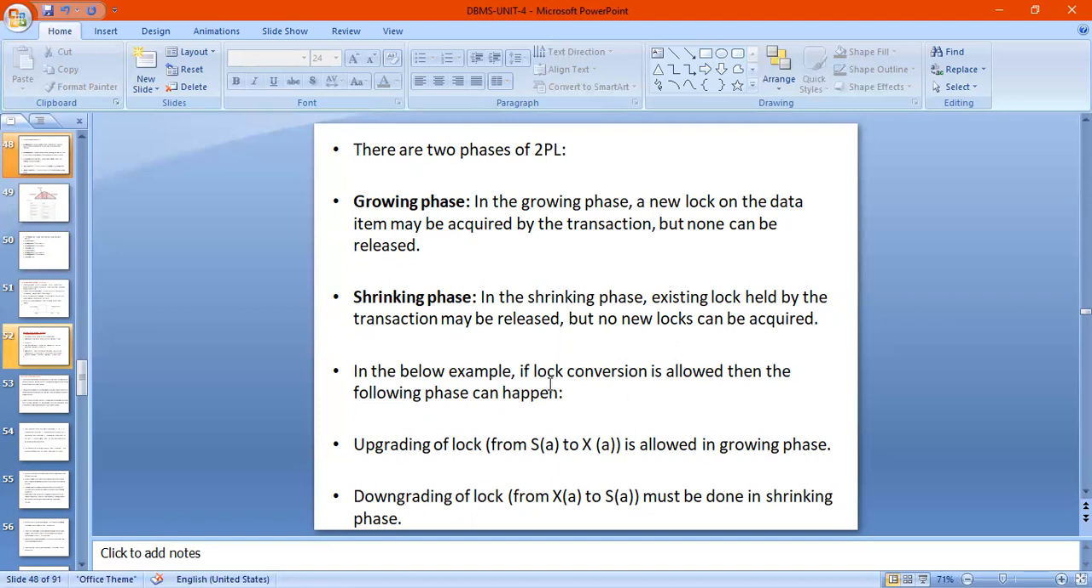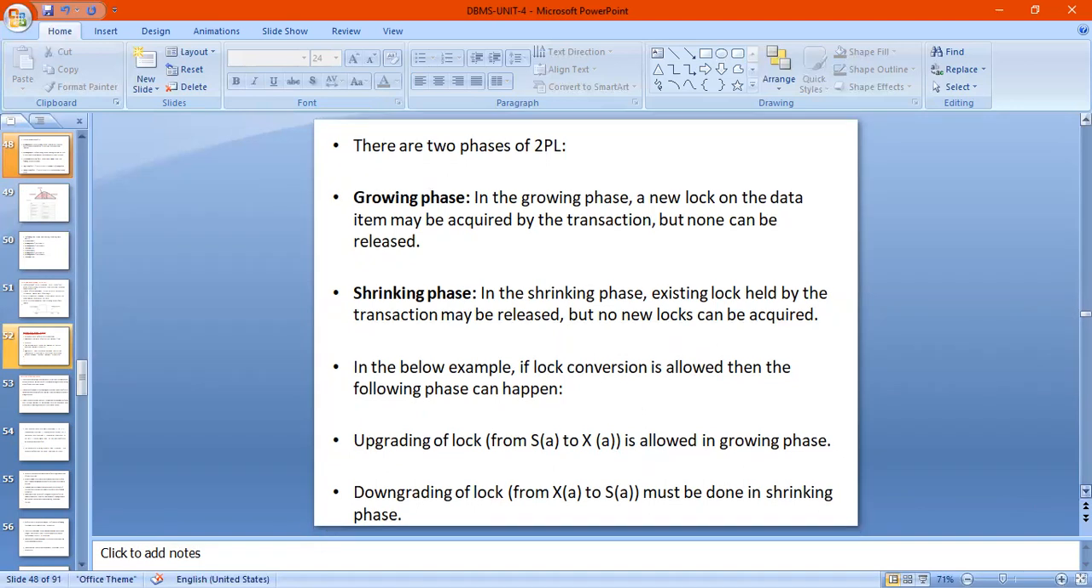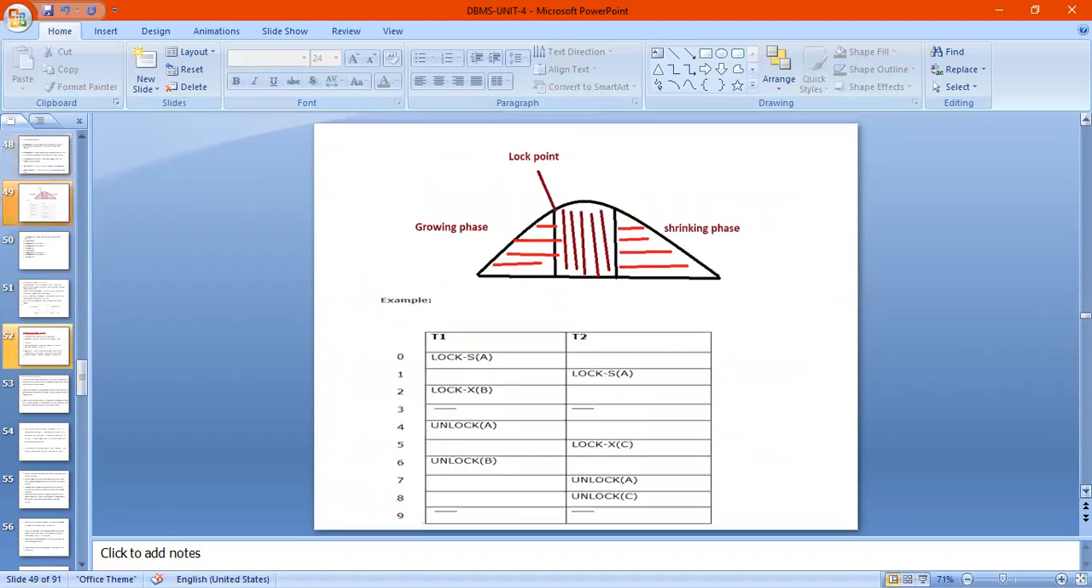In the below example, if lock conversion is allowed, then the following phases can happen. Upgrading of lock from S of A to X of A is allowed in the growing phase. Downgrading of lock from X of A to S of A must be done in the shrinking phase. So here is the growing phase, here is the lock point, and this is the shrinking phase. So this part is called the locking point.